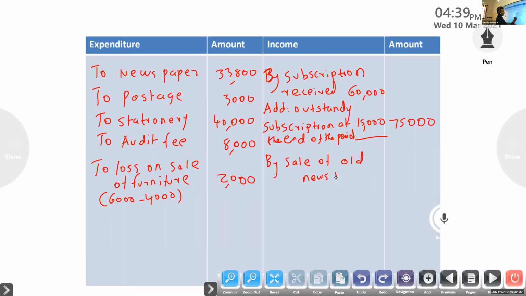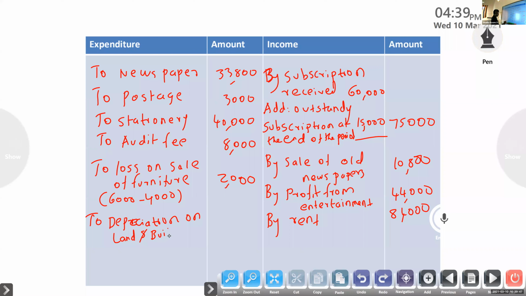Club 500. Okay, salary. Depreciation. So two, depreciation on land and building. You have to look at that. Nothing is given, so the opening amount, the opening balance sheet, you have to look at.